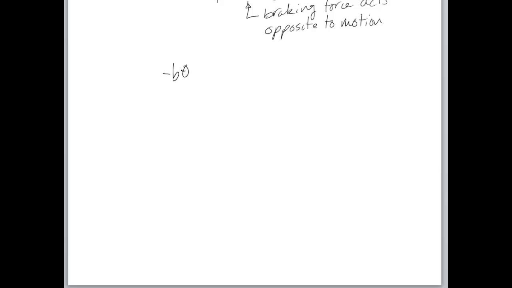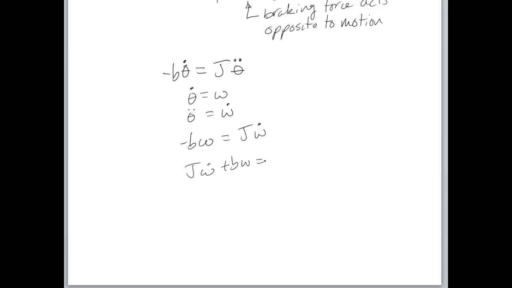So now we can say that minus B theta dot equals J theta double dot. Knowing that theta dot is omega and that theta double dot is omega dot, we could rewrite this equation as minus b times omega equals j omega dot. Let's get all of our omega terms on the same side of the equation. Now we have j omega dot plus b omega equals 0. And we can divide through by j, so we have omega dot plus b divided by j times omega equals 0.